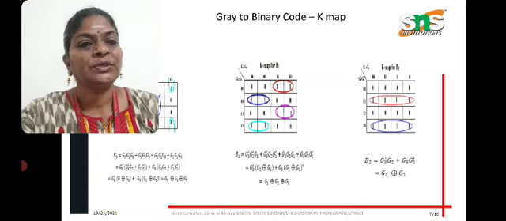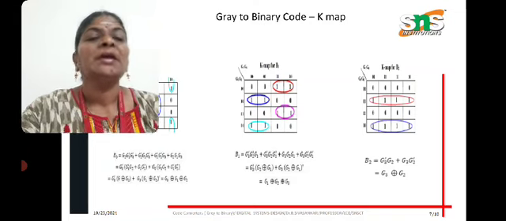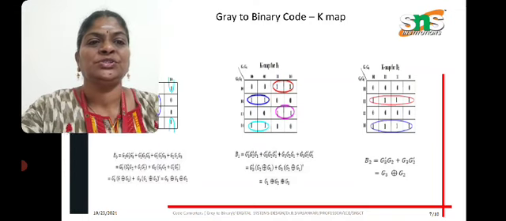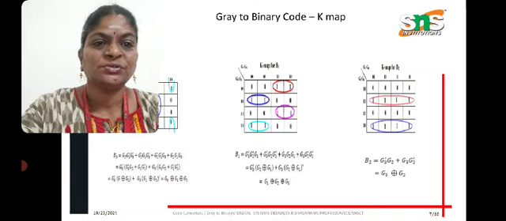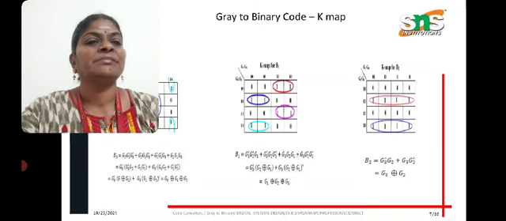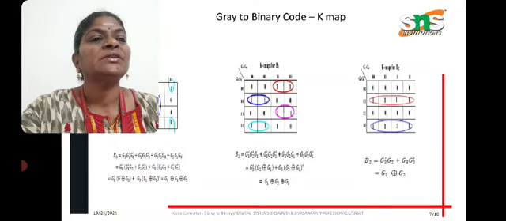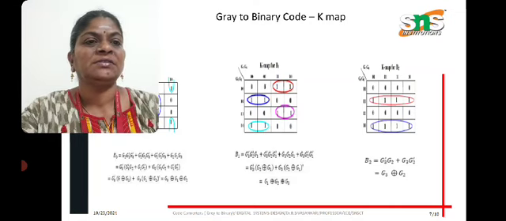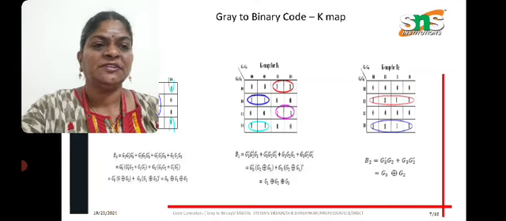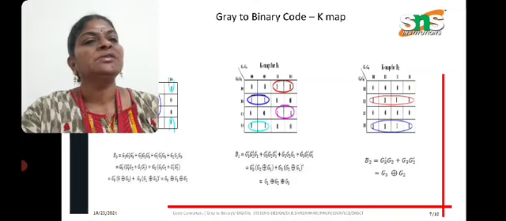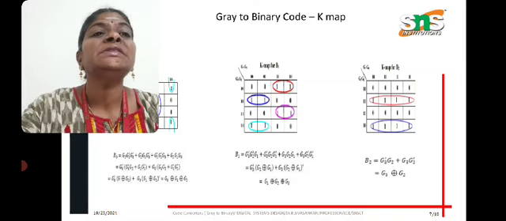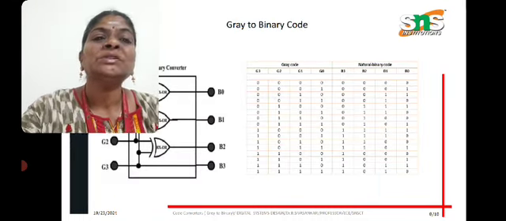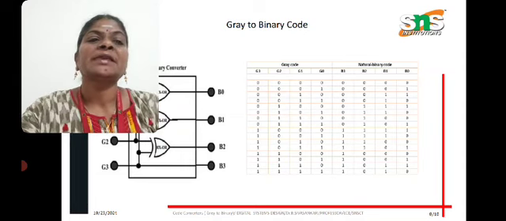So B1 is equal to G1. B2 is B1 XOR G2. Next, B3 is B2 XOR G3, so you will get B3. And what is B4? B3 XOR G4 is your B4. Likewise we have to use the XOR function diagonally.